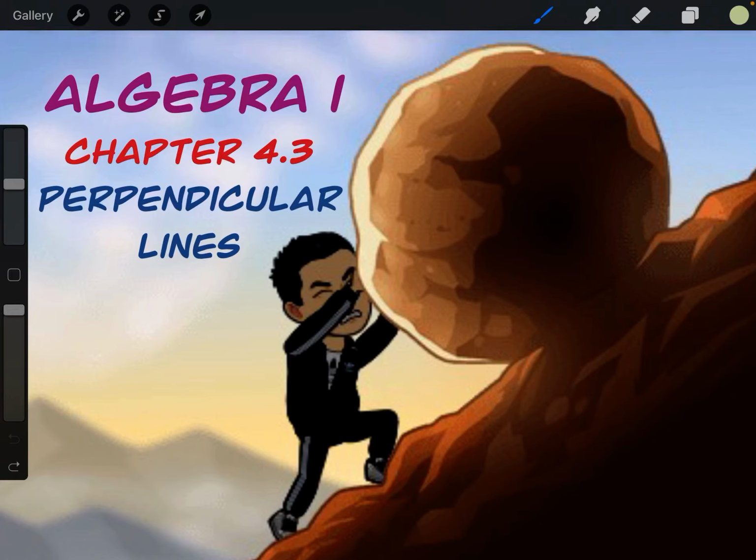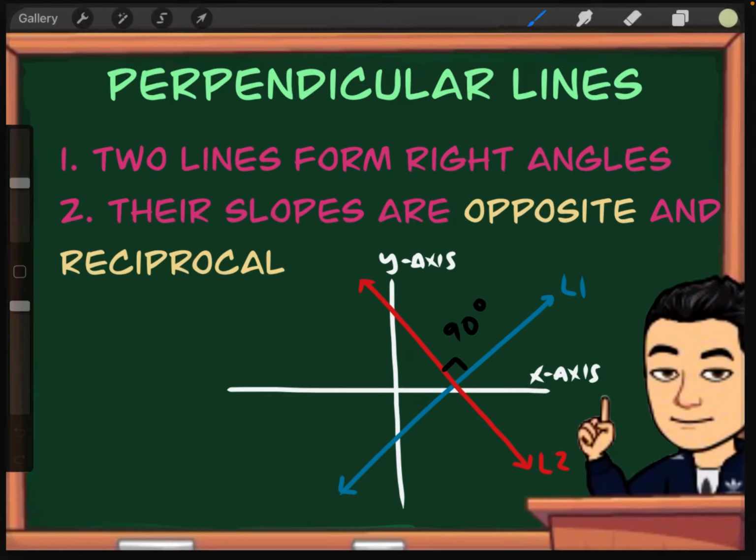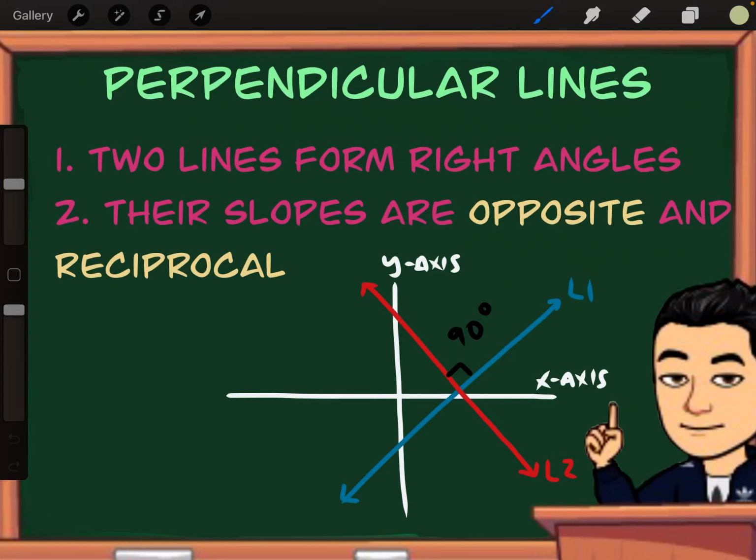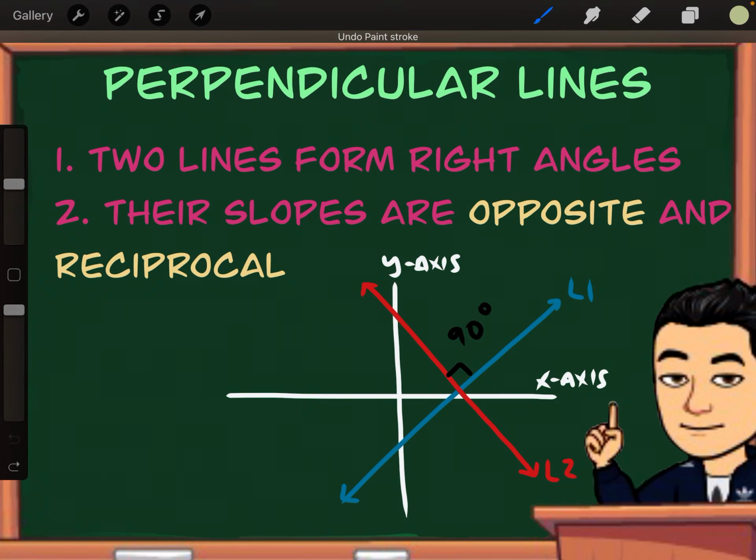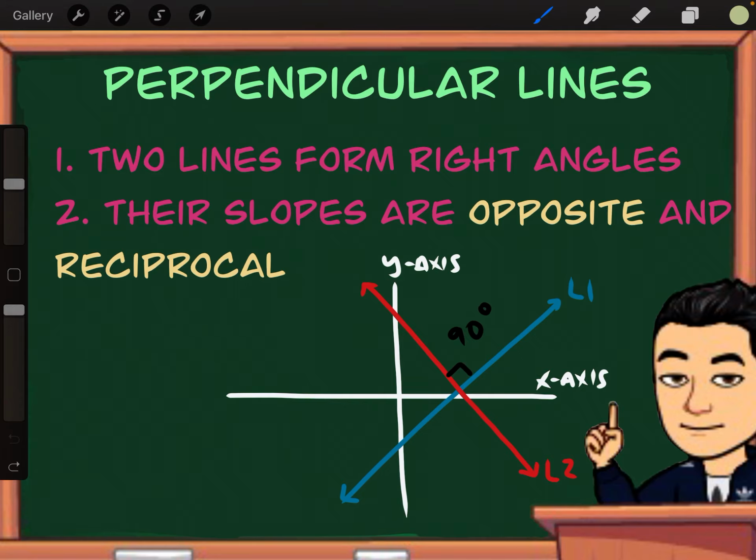All right, this is Algebra 1, Chapter 4.3, Perpendicular Lines. So what are perpendicular lines? When two lines form right angles, like this, their slopes are going to be opposite and reciprocal.